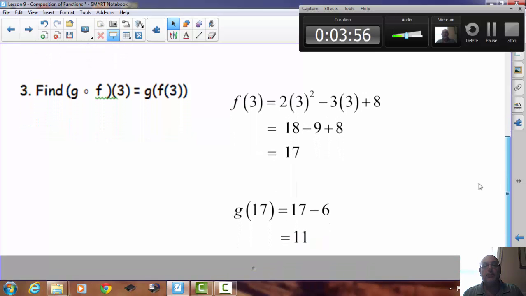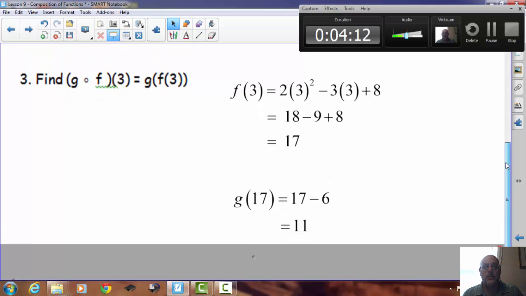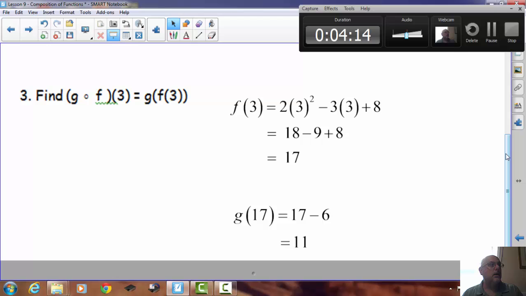That becomes the input into the g of x function. So now we take the 17 and evaluate g of 17. Where the x was, I put the 17. So g of 17 is 17 minus 6, or 11. Again, if you need to pause this and go back over it again, do that now.